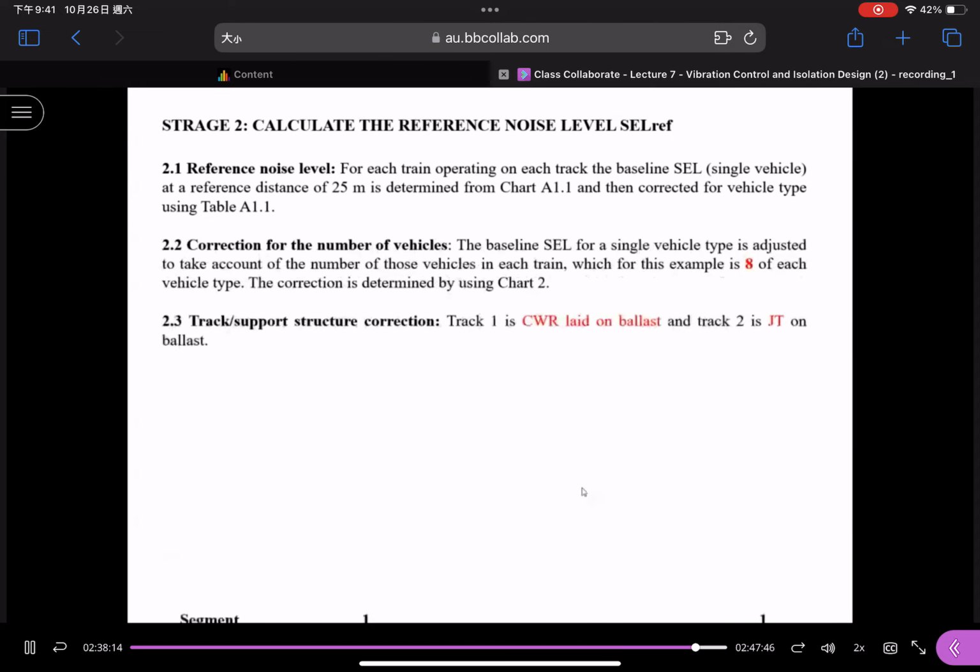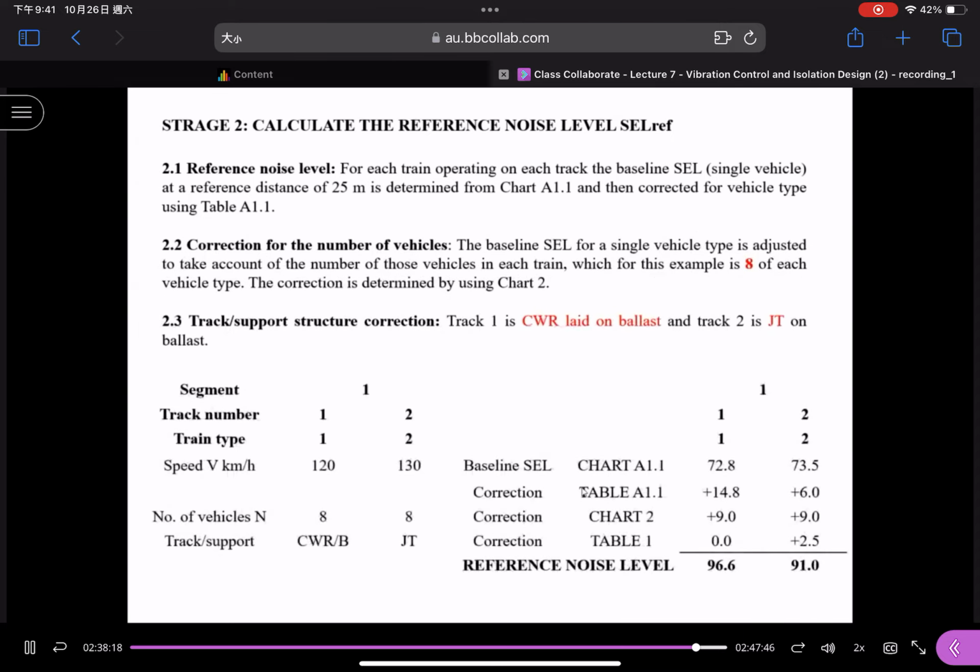Okay, now stage number 2 is that we need to find out the reference noise level. We have to consider a total number of 3 conditions. Okay, you have to divide into 2 parts for track number 1 and track number 2, because we now just have 1 segment, but we have 2 types. Based on different train speeds, from chart A1.1 we got for track number 1, 72.8. For track number 2, 73.5. You can follow one by one. You have to consider each track individually first. Okay, you cannot mix up both tracks together. And then you follow one by one to find out that the reference noise level contributed from track number 1 is 96.6 and track number 2 is 91. The major difference is that the speed is different and the track form is different, so you have to find out the corresponding values.